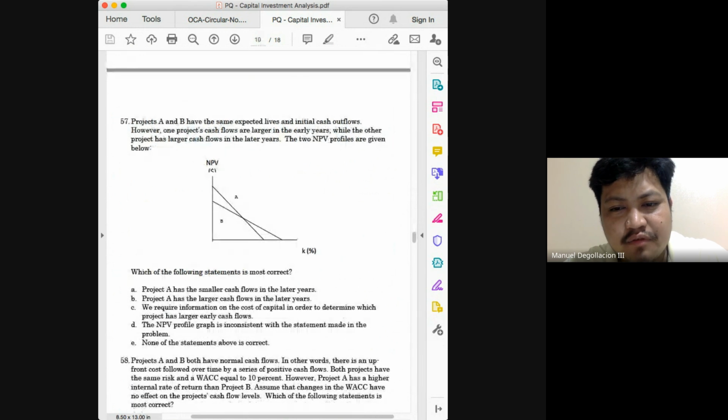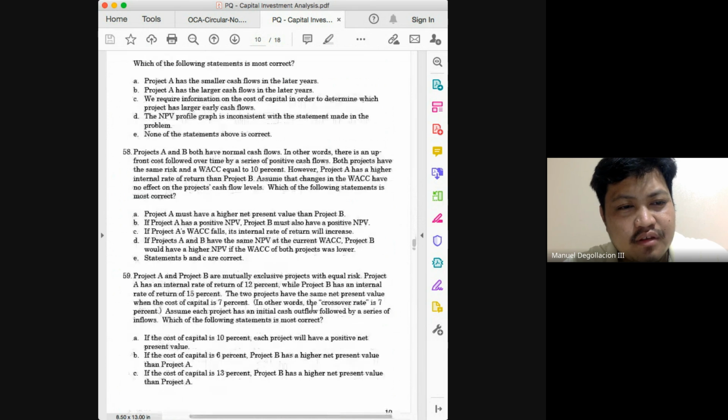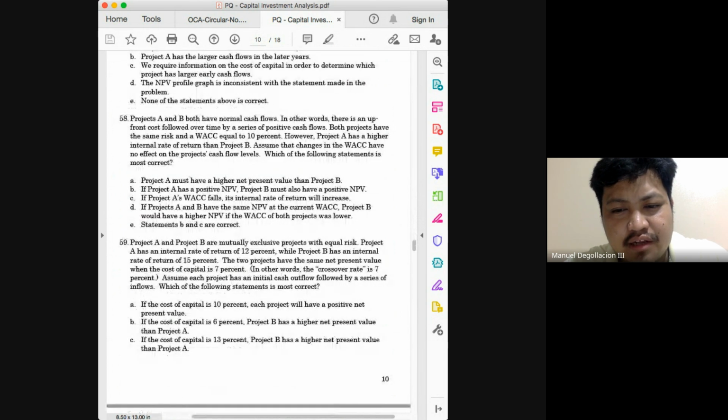57, the one in number 57 is now the NPV profile. And the rate at which the NPV line of project A and B intersects is what we refer to as your crossover rate. So 57, the answer there would be letter B as in boy. 58, the answer there would be letter D as in dog.